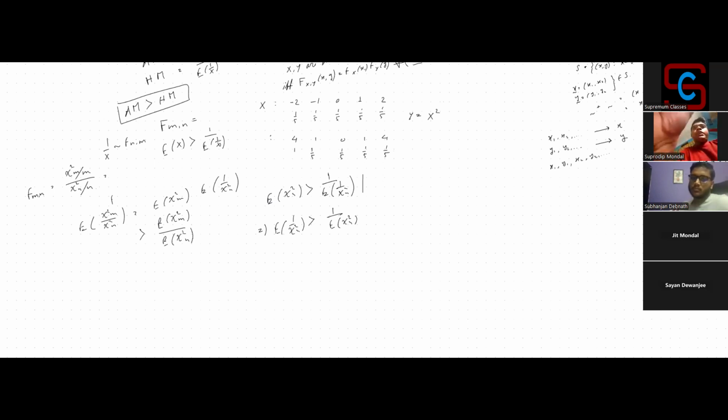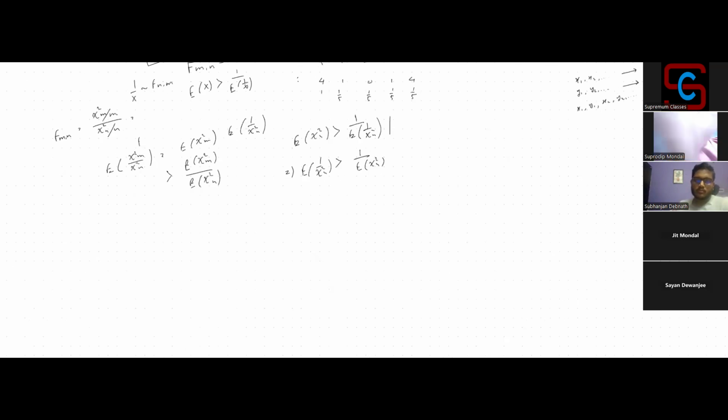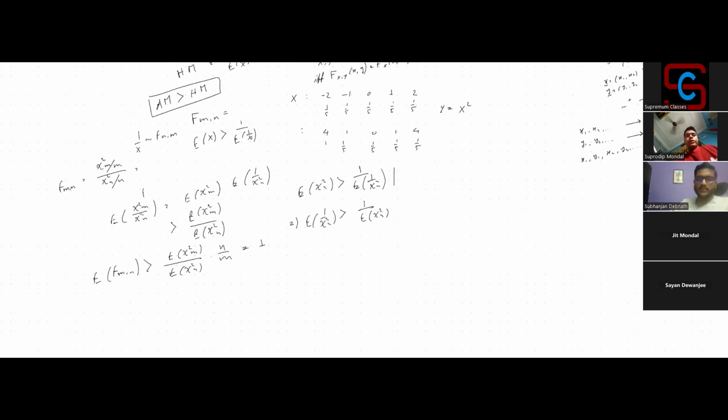So from this we can say that expectation of F of m comma n is greater than expectation of chi-square m by expectation of chi-square n into n by m, which is equal to 1. So that's the intuitive idea to prove this claim, right?